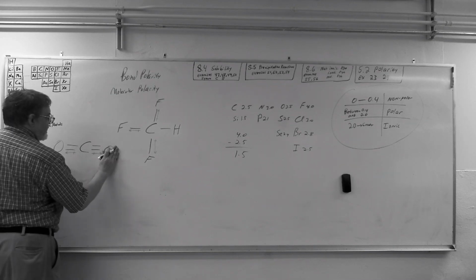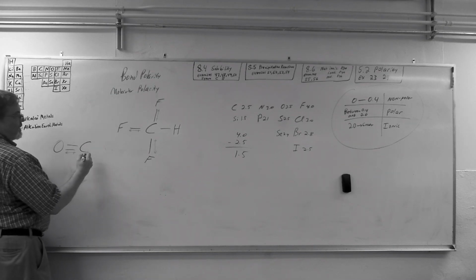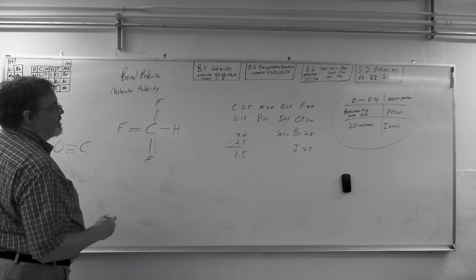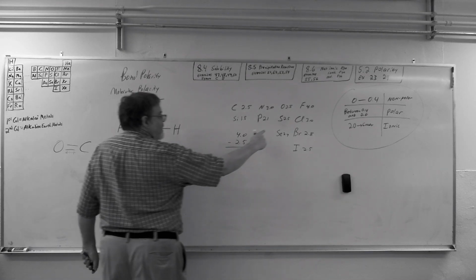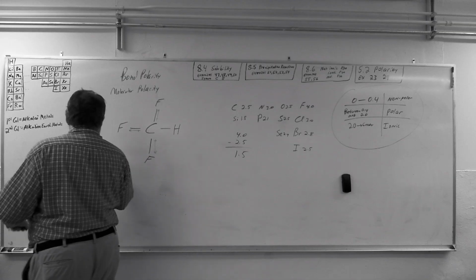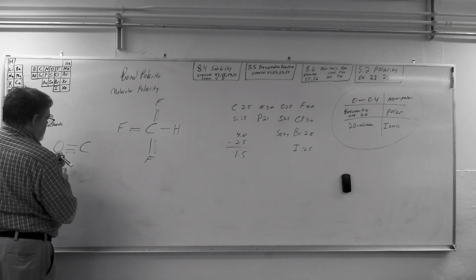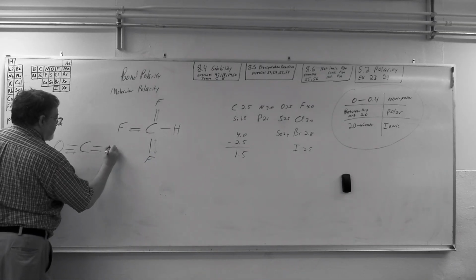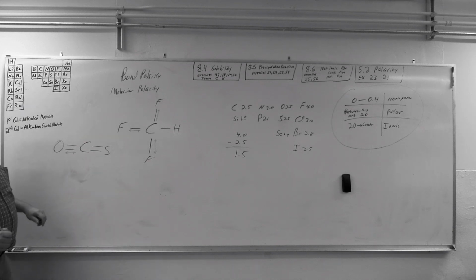But if I had sulfur, sulfur is 2.5 and carbon is 2.5. So there's no dipole there. So we have a polar bond here, not a polar bond here. With respect to this arrow, it's not symmetrical anymore, so that will be a polar molecule. Because it's not symmetrical with respect to the dipole. That's the one twist with polarity.